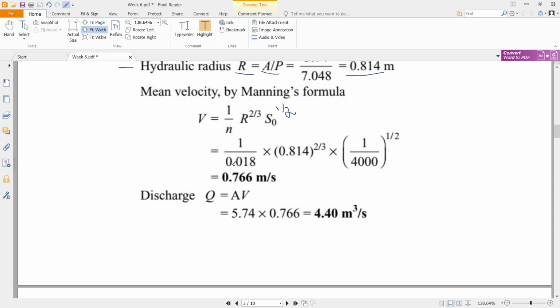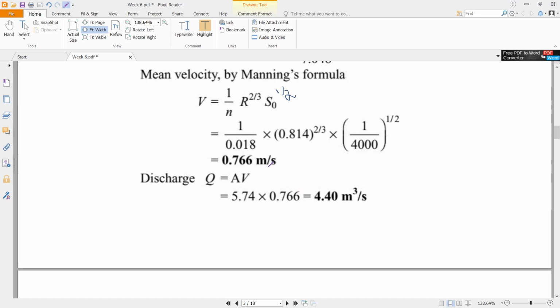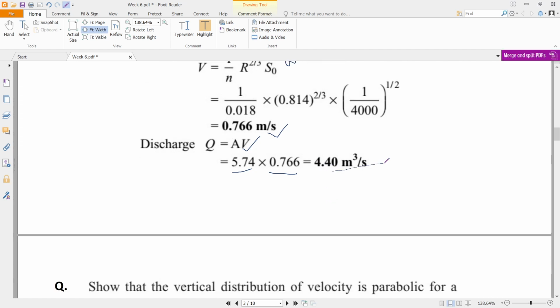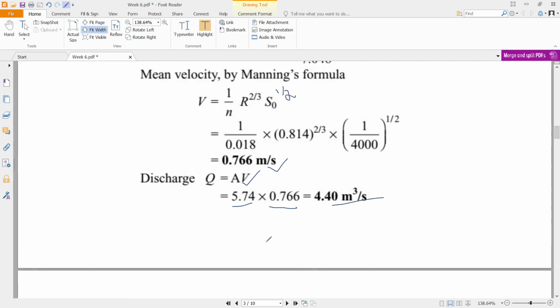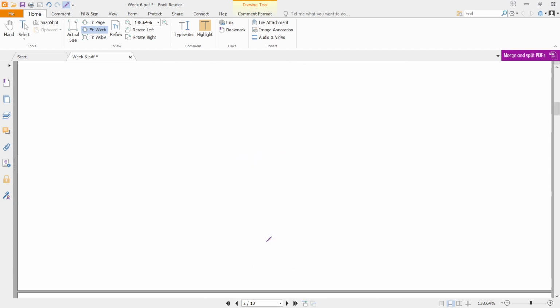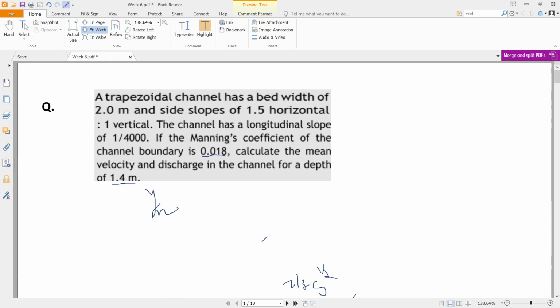Yeah, so it will be 1 by 0.018, 0.814 to the power of 2 by 3, 1 by 4000, that is the bed slope, raised to the power of half. So the velocity is 0.766 meter per second, and the discharge Q is A into V, where A is 5.74 meter square and the velocity is 0.766 meter per second. So the value of discharge is 4.4 meter cube per second. Okay. So this is a very simple problem which illustrates the application of Manning's equation.